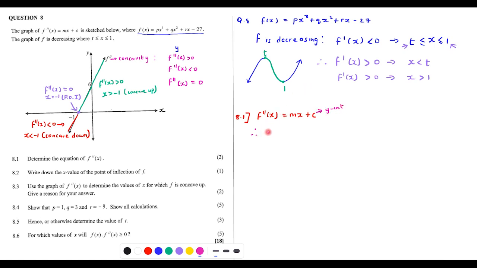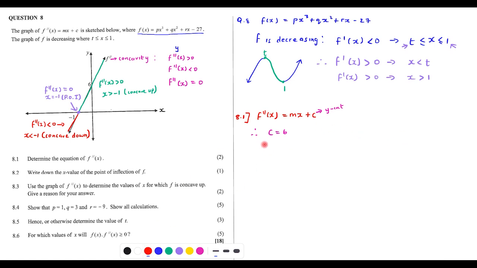Therefore c is equal to 6, and then to calculate the gradient, I can see that this point is a y-intercept, which means it's (0, 6), and the other point is an x-intercept, which is (-1, 0). Therefore, if I want to calculate m, I'll say m is equal to... okay, let's just make an easy one.